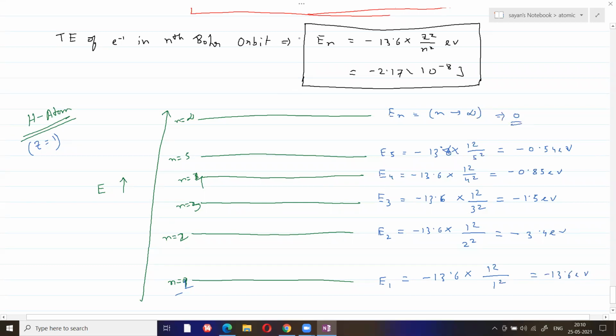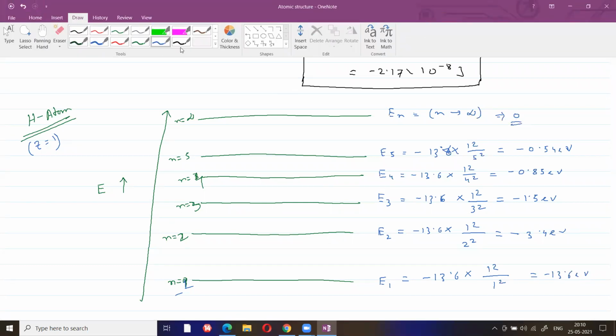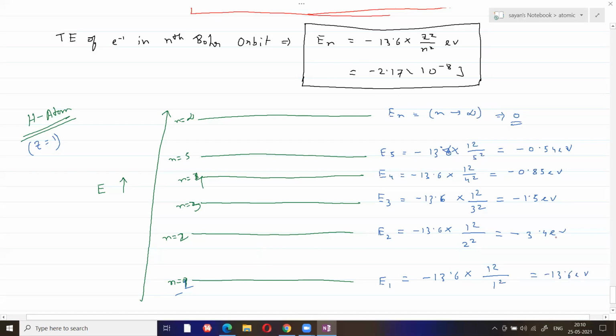Now look, if you go through the calculation, what is the difference between E2 and E1? This gap is basically the energy gap. How can you calculate the energy gap? Delta E is basically the energy gap between E2 and E1. What is the value of E2? Minus 3.4 minus of minus 13.6. When you calculate, this value becomes 10.2 electron volt.